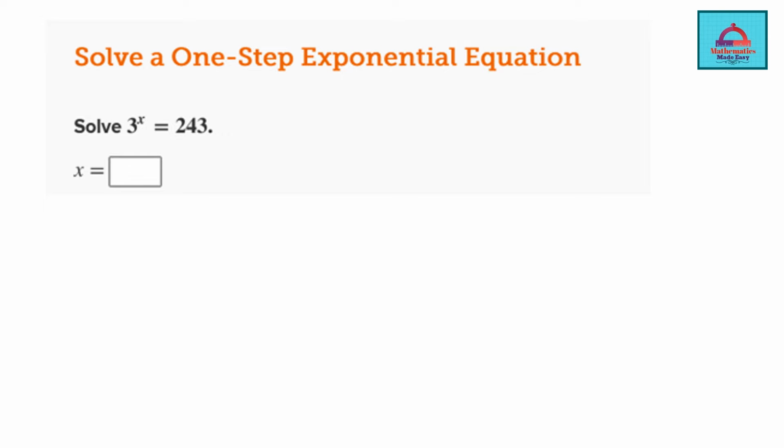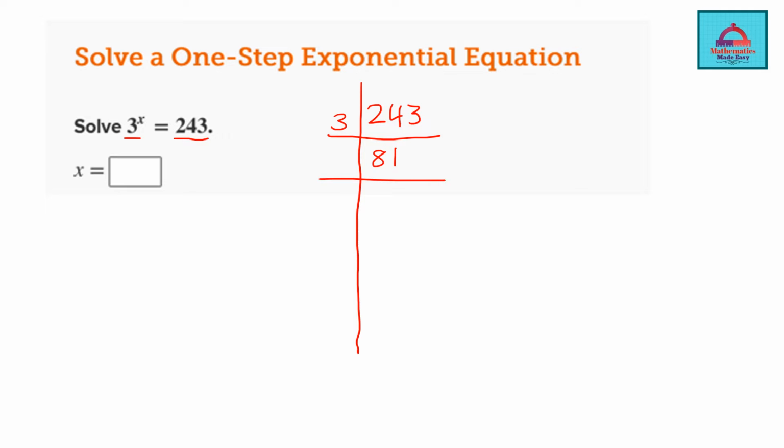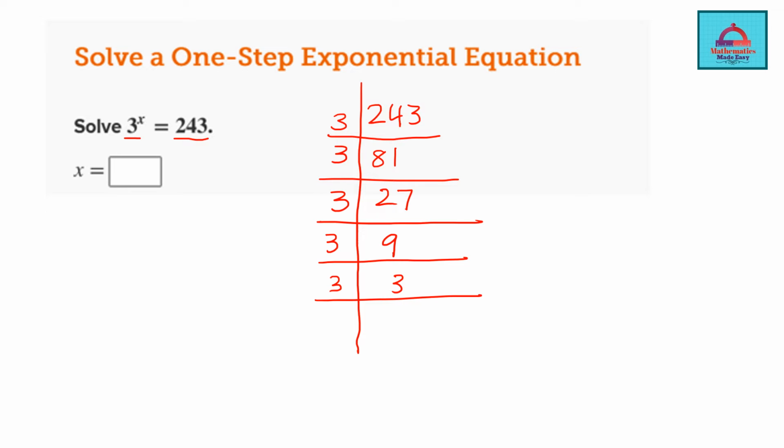The first question that we are solving here is a one-step exponential equation. Now to solve this, you have to make the bases equal. You see the base here is 3, but the base here is not 3. So let's do the prime factorization. It is always a key skill of solving any question on exponents. So when you divide 243 by 3, what you get is 81. Then you divide it by 3, you get 27. Again divide by 3, you get 9. Again by 3, you get 3. And finally you get 1.